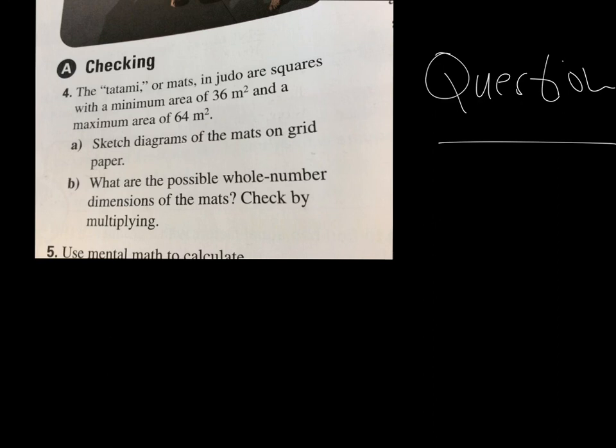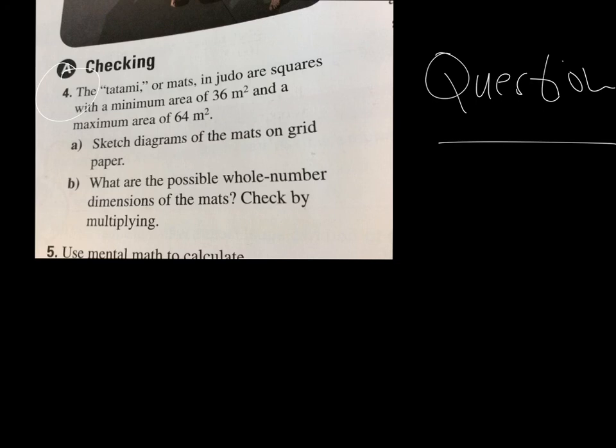Okay, and the question that I'd like you to answer to see how well you are understanding this video is question number 4. The mats in judo are squares with a minimum area of 36 meters squared and a maximum area of 64 meters squared. Sketch the diagrams of the mat on grid paper. Grid paper would be very helpful. If you don't have grid paper at home, I'm going to try and remind you to bring home your math notebooks.